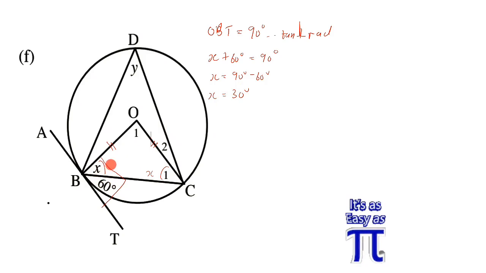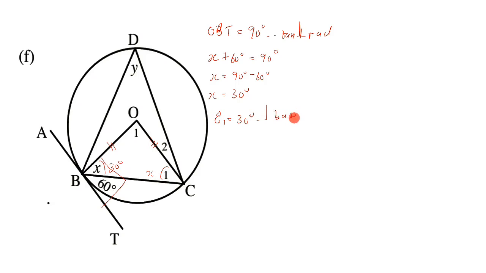Okay, so now if we have 30 degrees here, and then we said that C1 is base angles of an isosceles, meaning we also have to have 30 degrees here. So let's say C1 should also be 30 degrees. And then the reason is base angles of isosceles. We can also indicate that OB is equal to OC. Right, so now if we have 30 degrees and 30 degrees, that means we can find our O1 here. So O1 will be 180 minus 30 minus 30. Right, so O1 will be equal to 120 degrees.